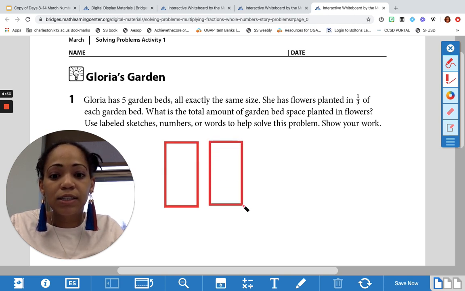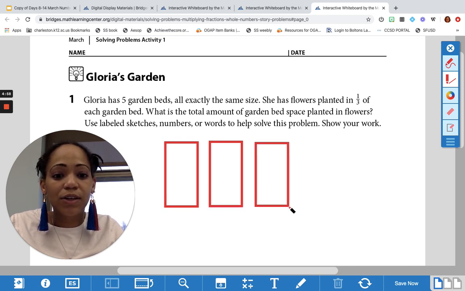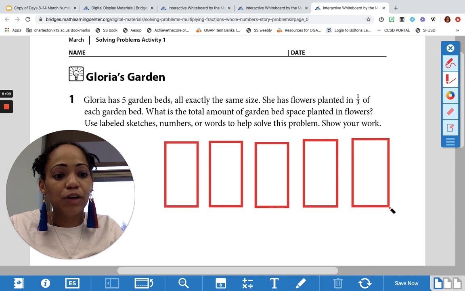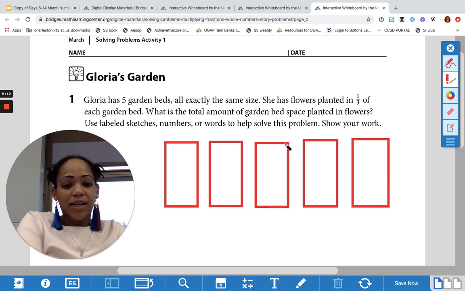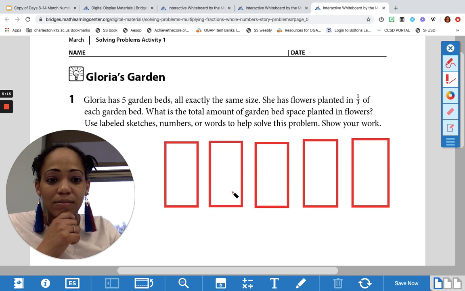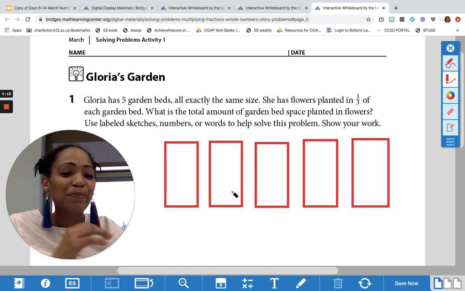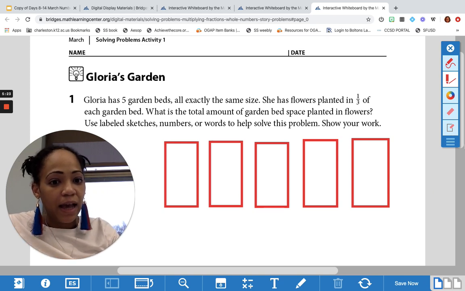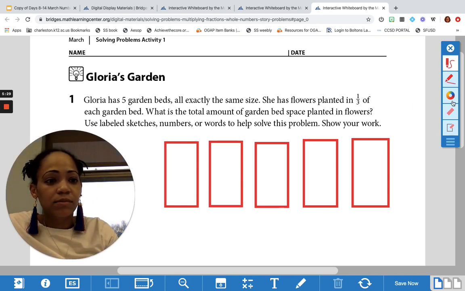Here is 2. Here is 4, and here is 5. So I tried really hard to make them all the same size, but it looks like maybe I didn't do a good job. I don't know, but that's okay. Now, we have 5 garden beds. How many flowers did she plant in each one of them? Good, she planted 1/3.